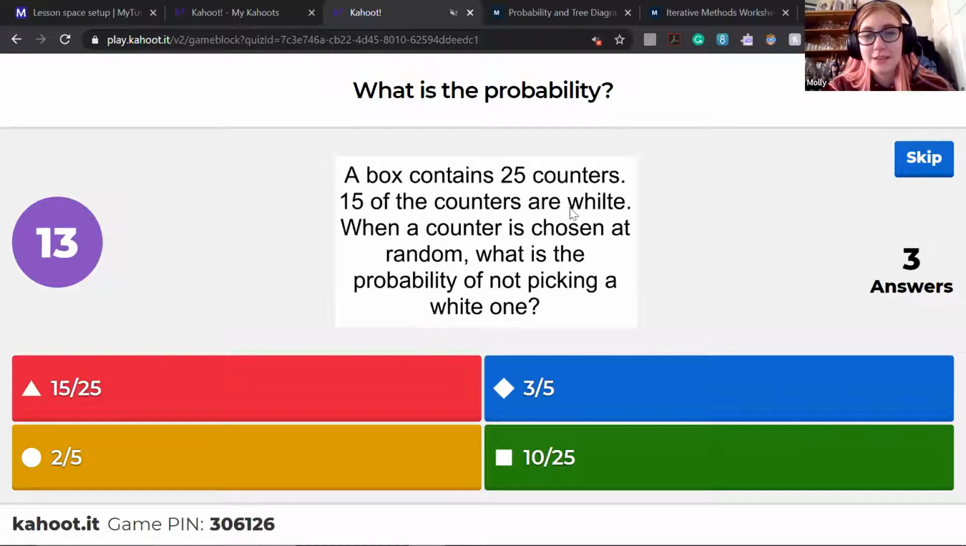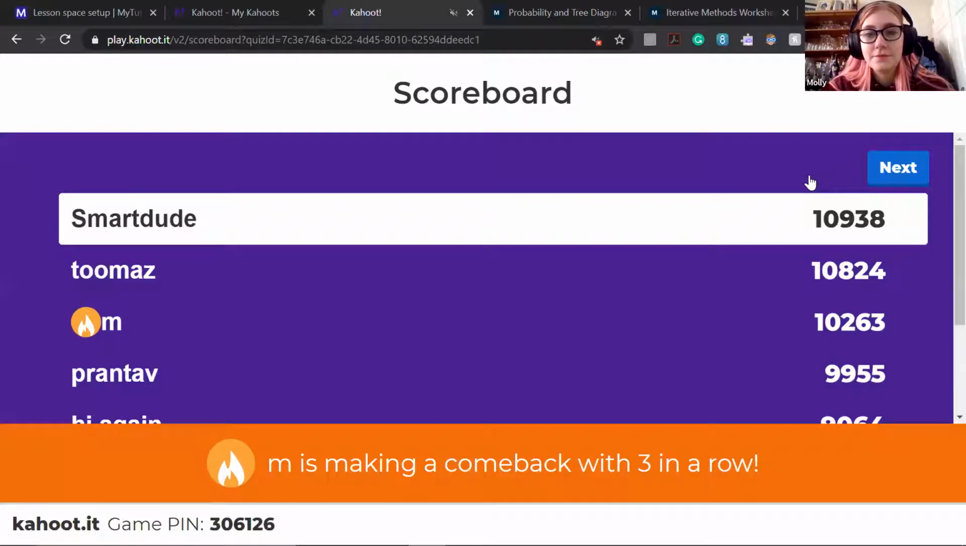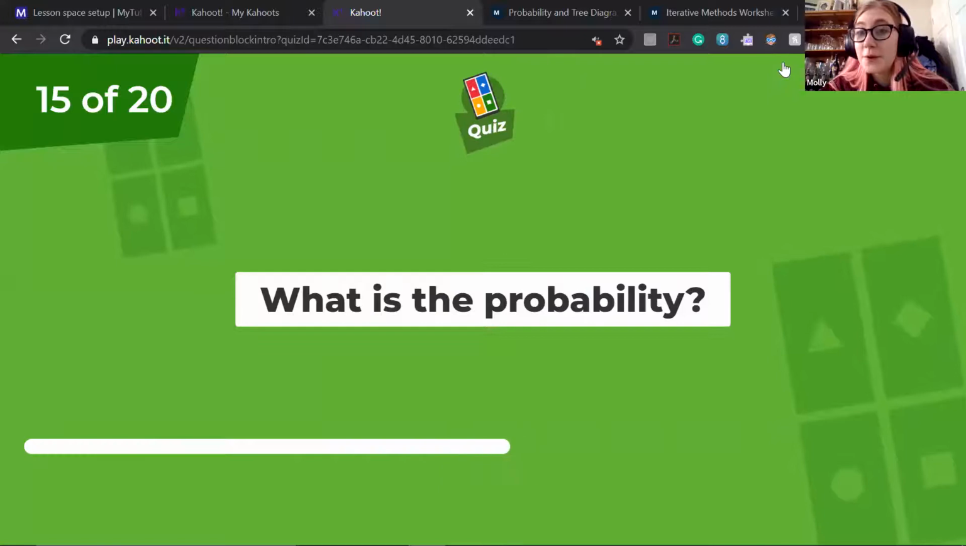Typo here. This is supposed to say white. Yeah, brilliant. And well done to this person who managed to simplify it as well. And they're both correct answers, but simplifying it is always good. Not many more questions to go now.